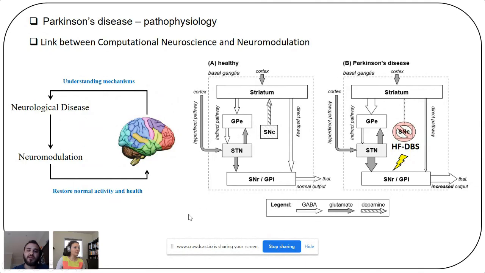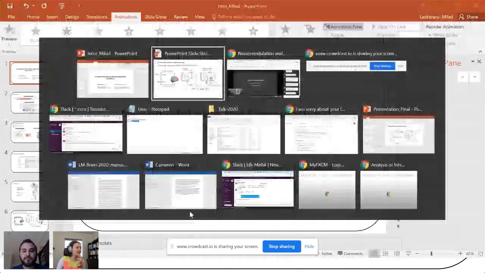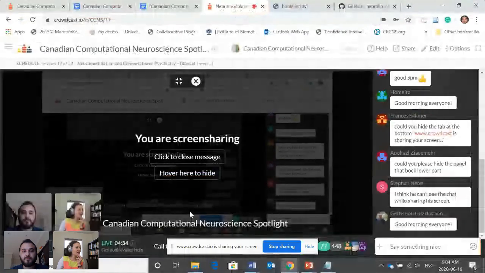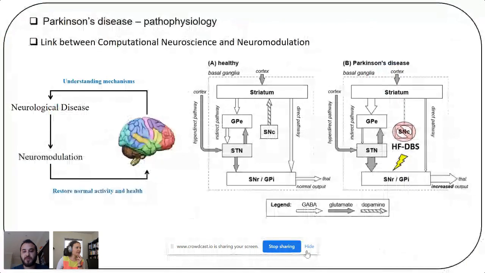Now, the point with this slide that I said is kind of motivational for me is that as computational neuroscientists, we can create this. We can create. Yep. Sorry. Could you press hide for the small window? Okay. Yeah. Perfect.